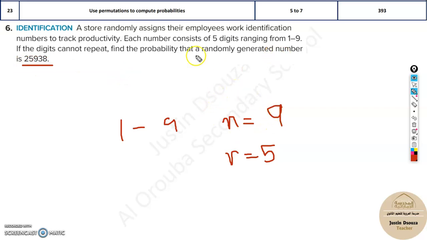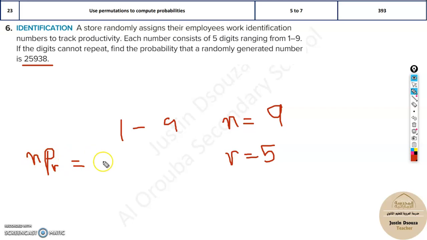So now first we need to find all the possibilities that can be done with this particular condition of 5 digits. So now you might remember the nPr formula. nPr, the permutation formula, is used to find the total possibilities. Now what does this mean?